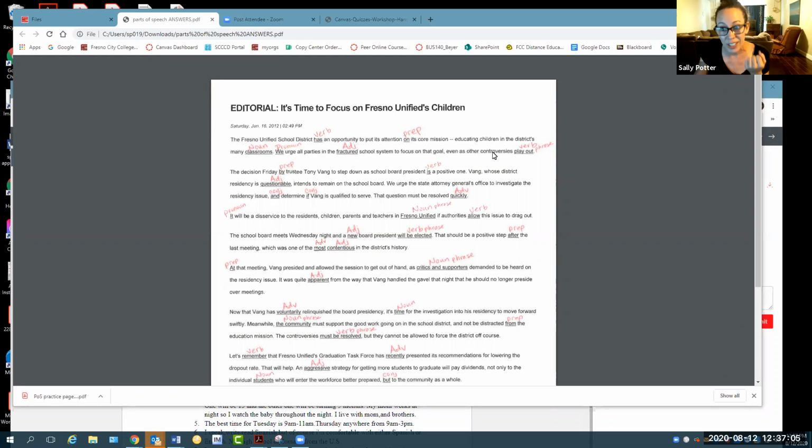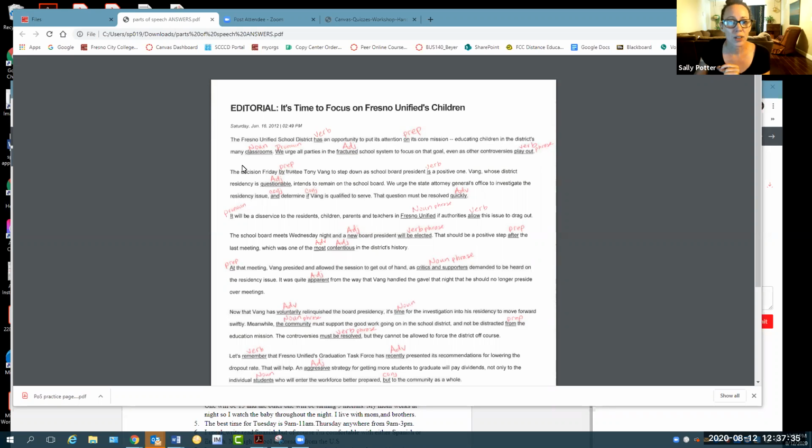Another clue is that we can look and see this word in here, okay? So "in" is also a preposition, just like "on." And so we know that in English, right after a preposition, there's got to be a noun. And in this case, it's a noun phrase, "the district's many classrooms." So that is a thing, and that is the noun that needs to be connected to the rest of the sentence with the preposition "in."